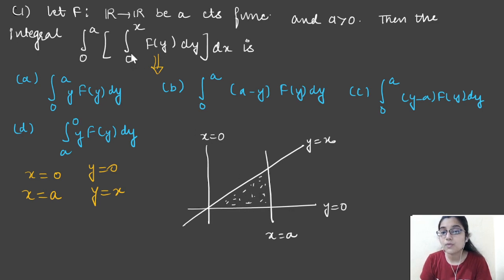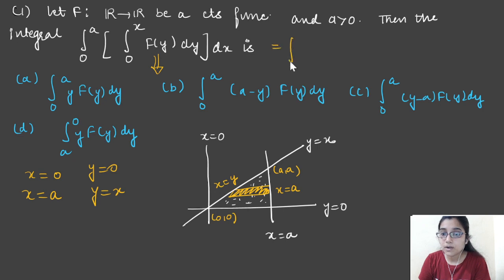So in the question, what they have done is they must have drawn a strip which is parallel to the y-axis, because they have given the limit of y in terms of x. But what we have to do is change the order. So we want the limit of x in terms of y. So we will just draw a strip which is parallel to the x-axis. So from where to where is it going? It is going from x is equal to y to x is equal to a.